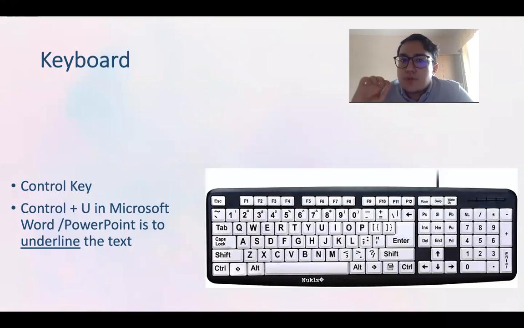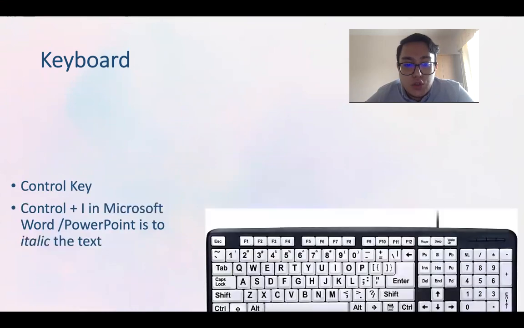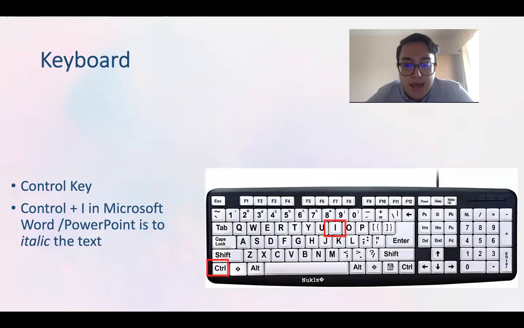This can help to show that some specific words in a text are more important. They should stand out. Underlining a word can show the importance of that specific word. So that is Control U.